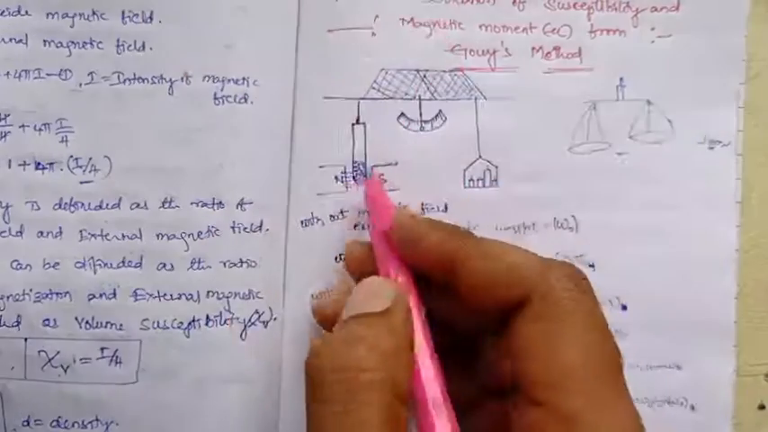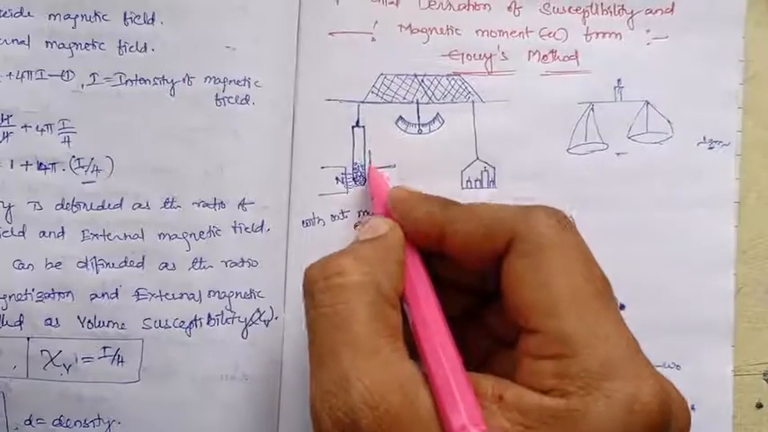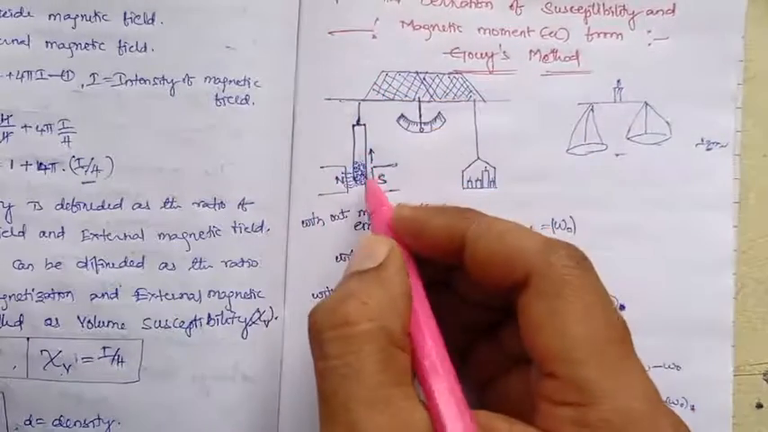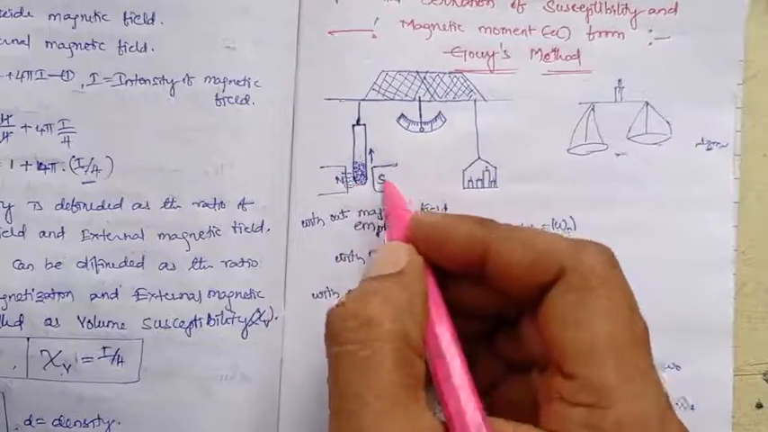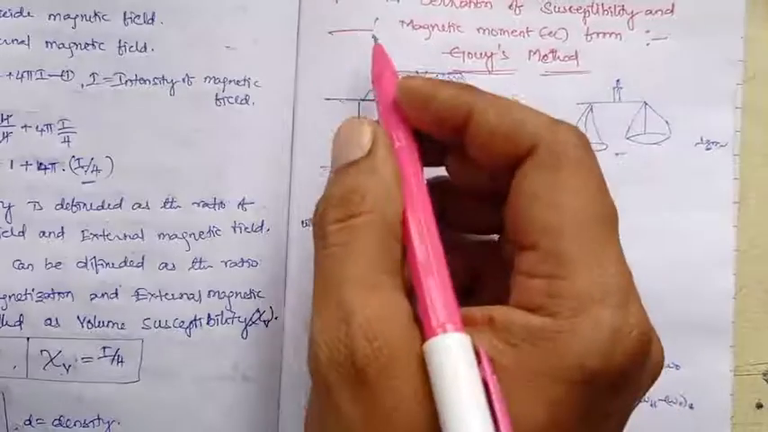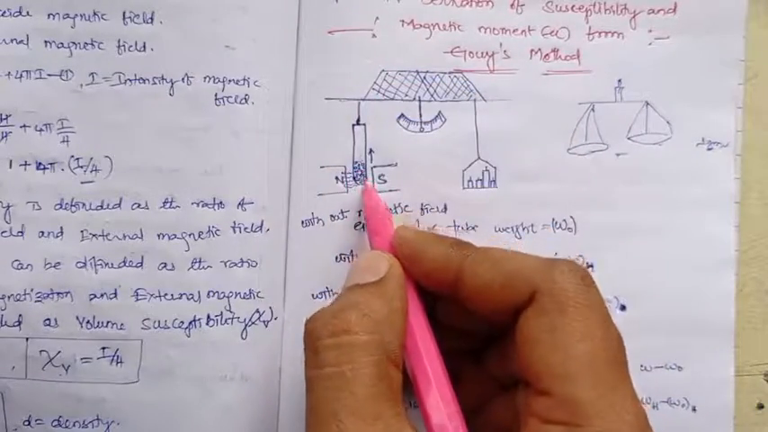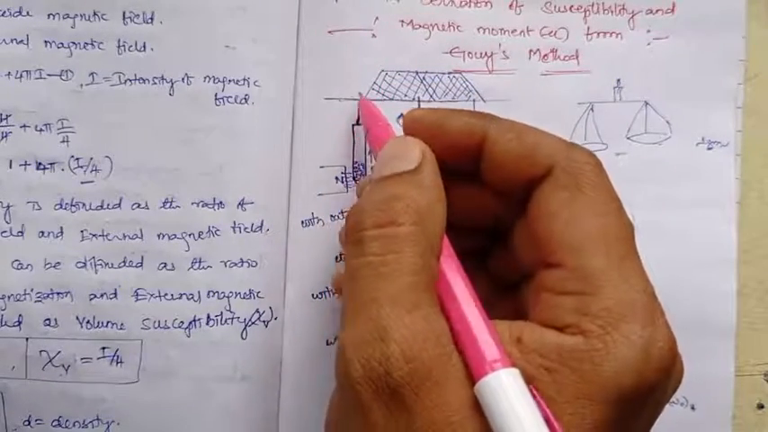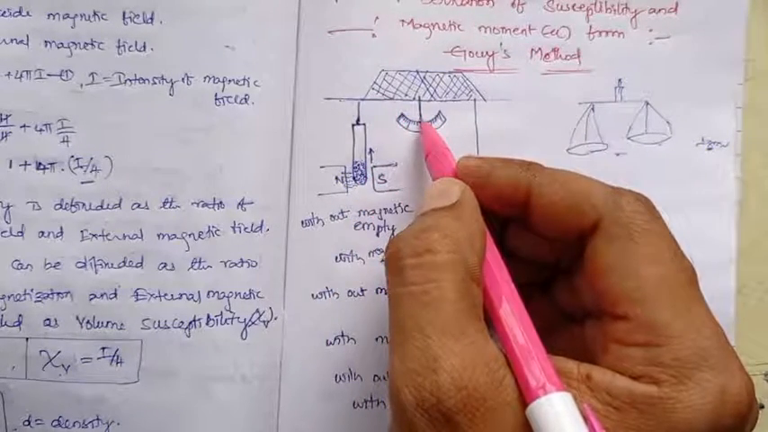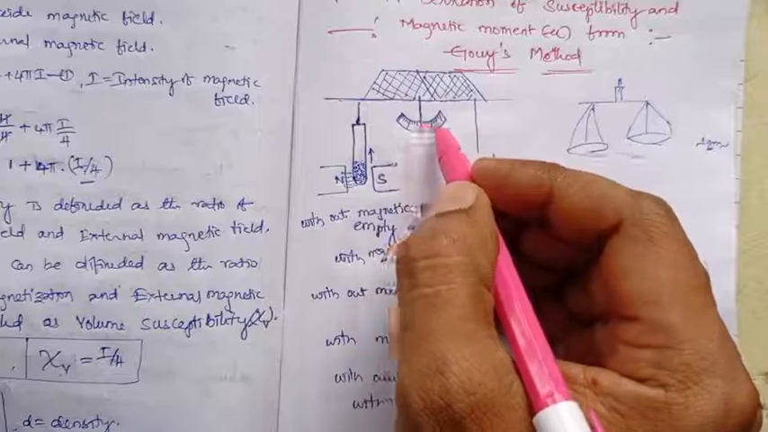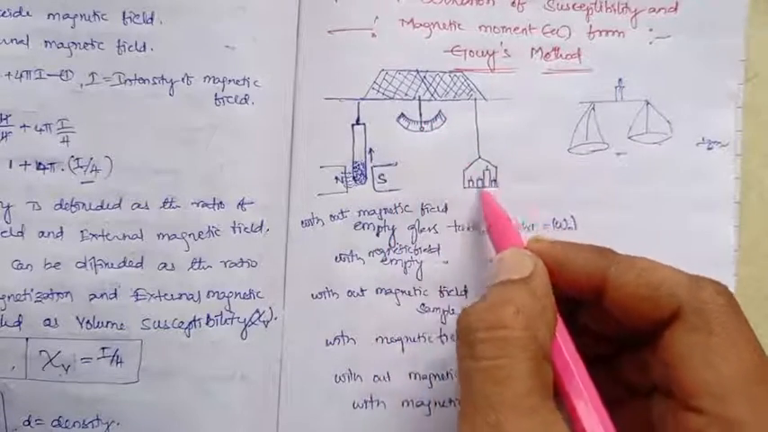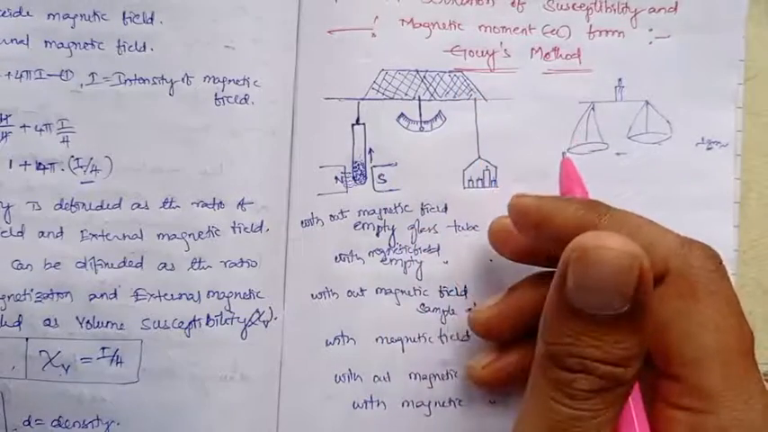It will be forced out of the glass tube, right? It will be pulled upward. The external magnetic field will force the substance to pull away, upward. When it is going upward, what happens? The weight of this particular needle becomes imbalanced, which is nothing but the weight of the substance here dropping.